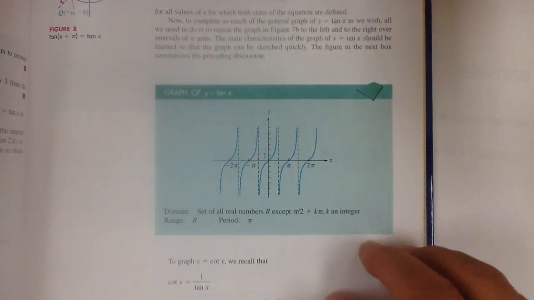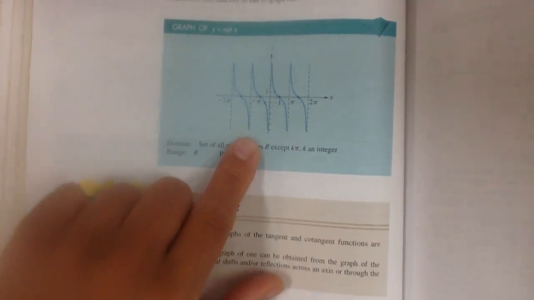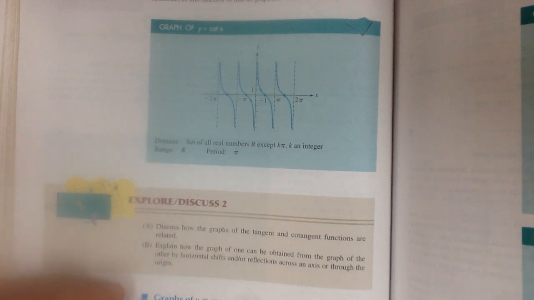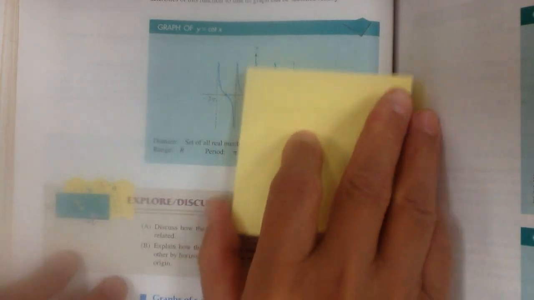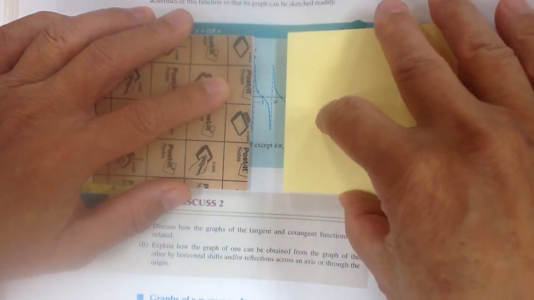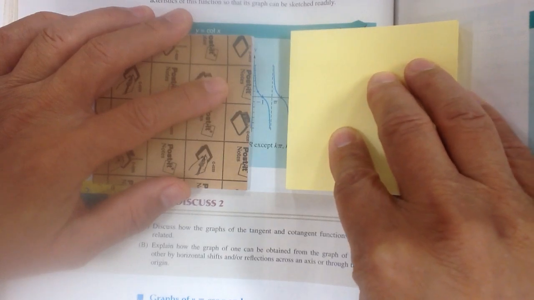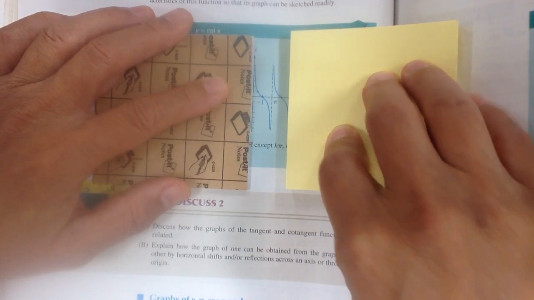Number 18 is the cotangent graph. So number 18 is a cotangent graph right over here. And again, you're going from 0 to 2 pi. So here's 0 and 2 pi. So that is what you're going to get. So that would be your answer for number 18.